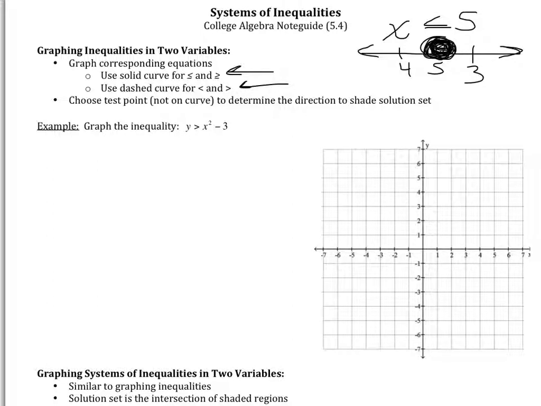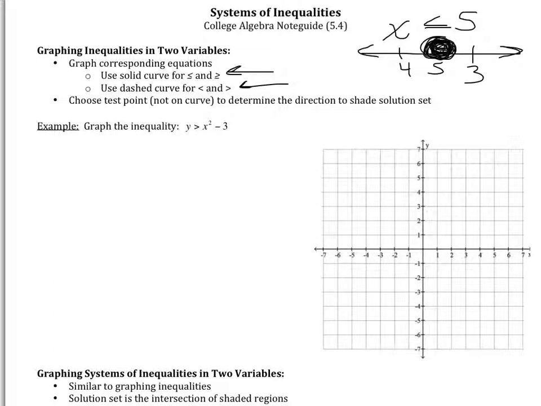And once we have our curve graphed, the next thing we're going to do is choose a test point, and we're going to use the test point method so that we can determine where we're going to shade. Remember, whenever we graph, it represents all the ordered pairs that are solutions. When we have inequalities, there's an infinite number of ordered pairs that may not only lie on the curve, they may lie anywhere on either side of the curve. So we're going to be shading either above the curve or below the curve, to the right of the curve or to the left of the curve, right?